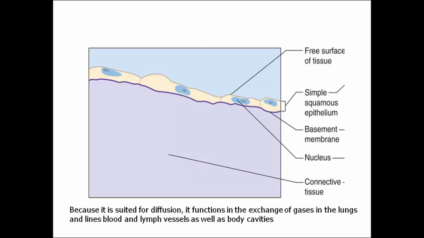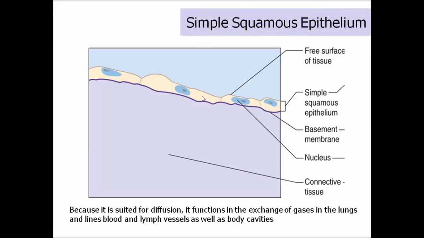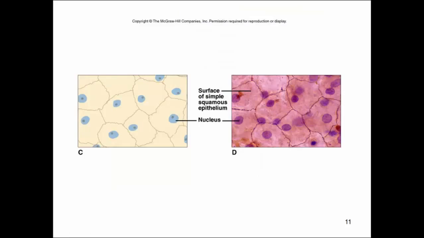This is an example. This is a cross section through simple squamous epithelial cells. You can see one single layer of cells. This is a free surface here. The cells are attached to the underlying tissue by this purple dark basement membrane. Because it is just a single layer of cells, it's perfect for diffusion. So we will see these cells in the lungs and in the capillaries. This is the same shot, but from above, so you can see how tightly packed these individual cells are.